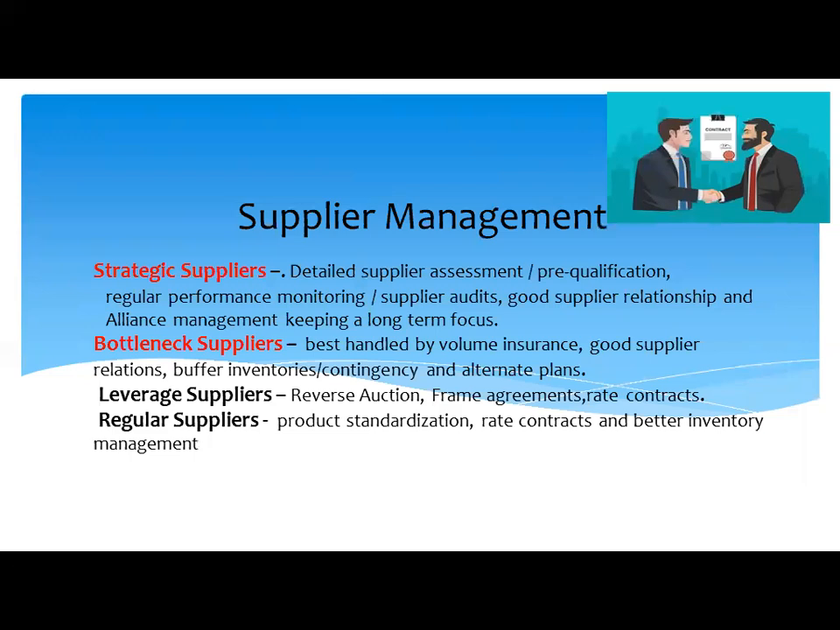In this case, reverse auction can help us obtain best prices, and rate contracts can help freeze prices for a definite period. Finally, regular suppliers. They are the low risk, low cost category suppliers and are many in number. This category can be best managed by product standardization, rate contracts, better inventory management, etc.